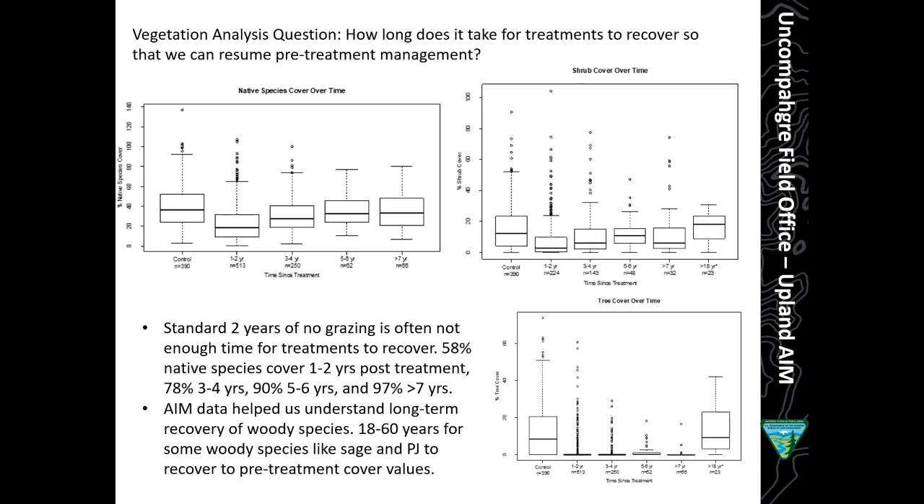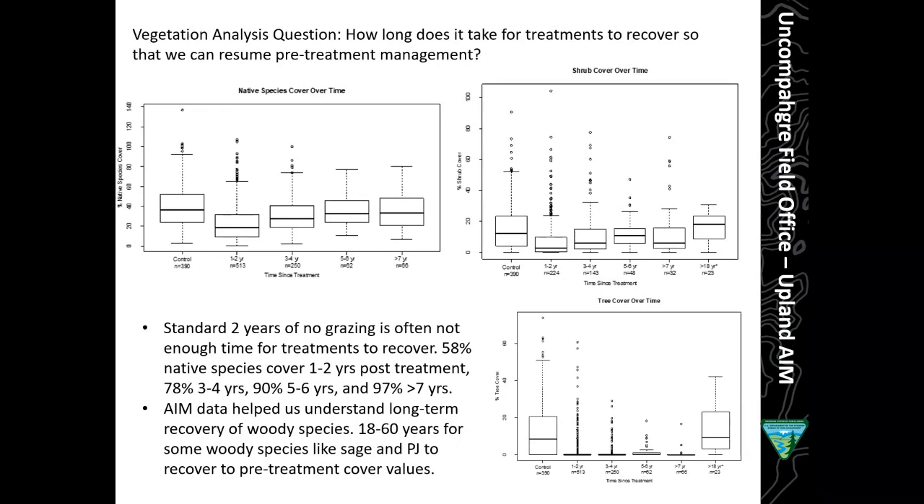So we looked at total native species cover over time, and we can see that, as you'd expect, native species cover dropped substantially in year 1 to 2 following a treatment compared to our controls, and then it progressively increases and stabilizes at about 7 years out.